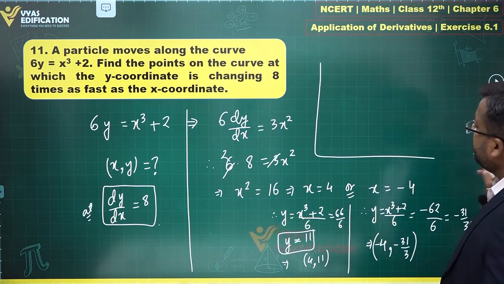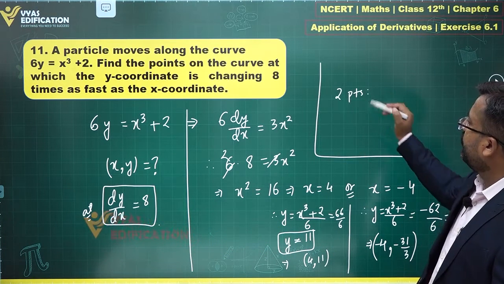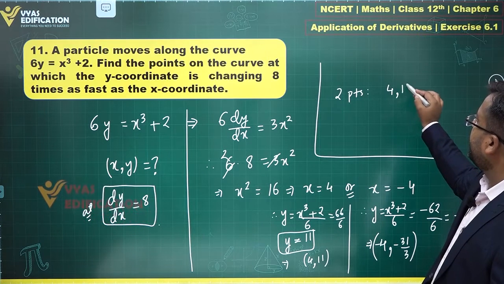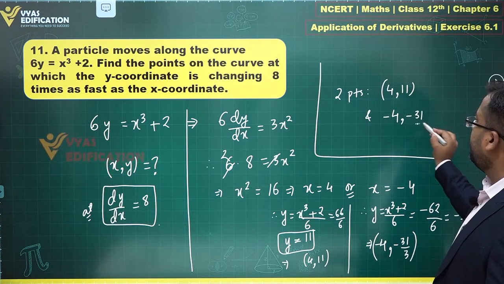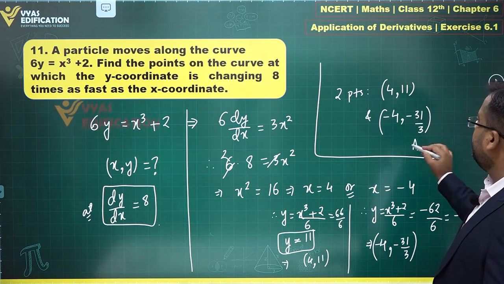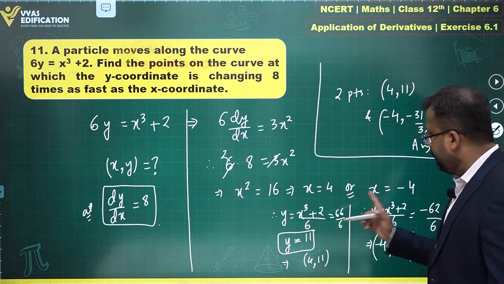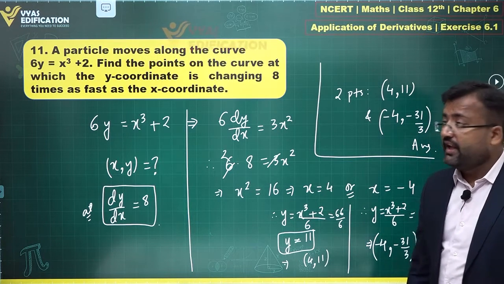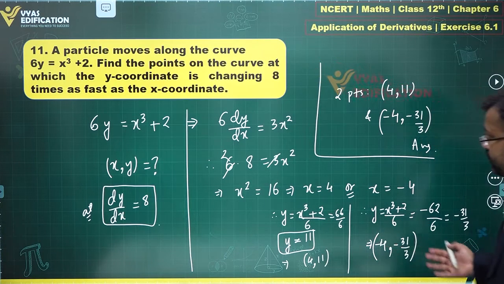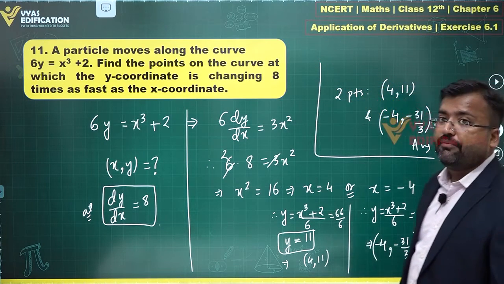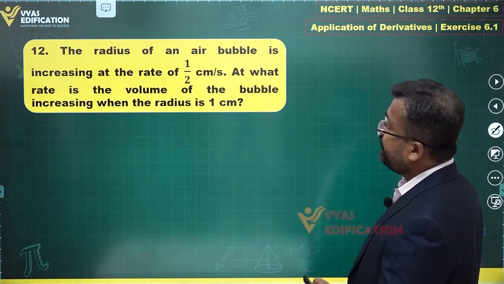So the final answer will have 2 points. What are those 2 points? (4, 11) and (minus 4, minus 31 by 3). Don't make a mistake in this. Don't miss out the other point, right? x equals 4 or x equals minus 4 is what you're getting with this equation, right? That's a complete solution of this question, as you can see over here. Let's move on to the next one after this.